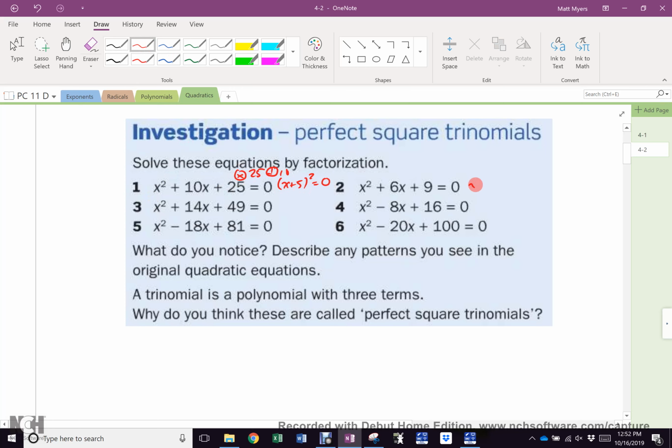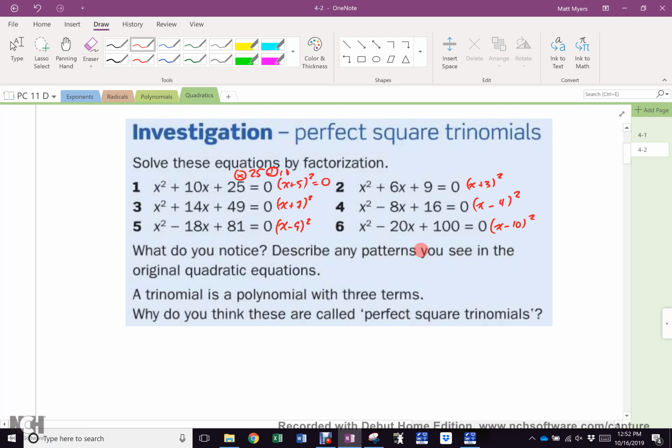What's this one? (X plus 3) squared. What's this one? 7. (X plus 7) squared. What's this one? (X minus 4) squared. What's this one? Squared. What's this one? (X minus 10) squared. All right, everybody cool? Now, read what this says.